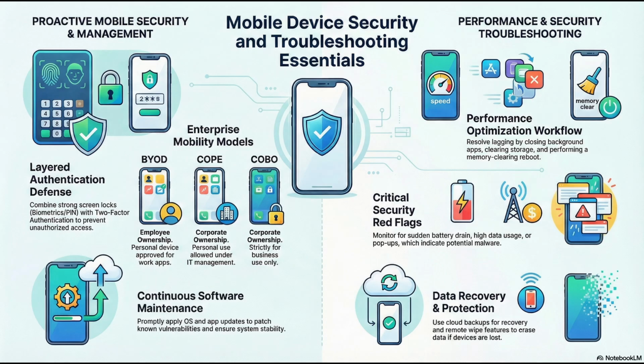You have to actively update the OS to close those security holes. You have to actively check permissions to make sure your flashlight app doesn't need your location. Right. And you have to understand that when a crash happens, there's a logic to fixing it. Force stop, cache, data, reinstall. It's not magic, it's just a process.